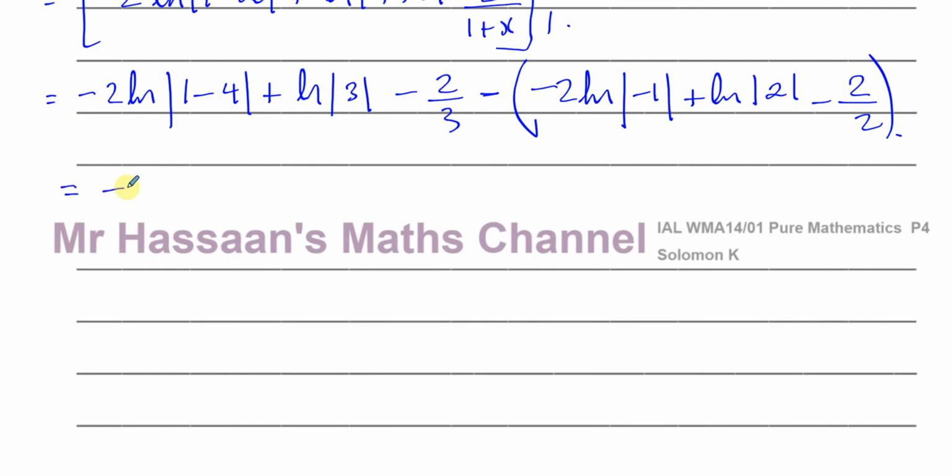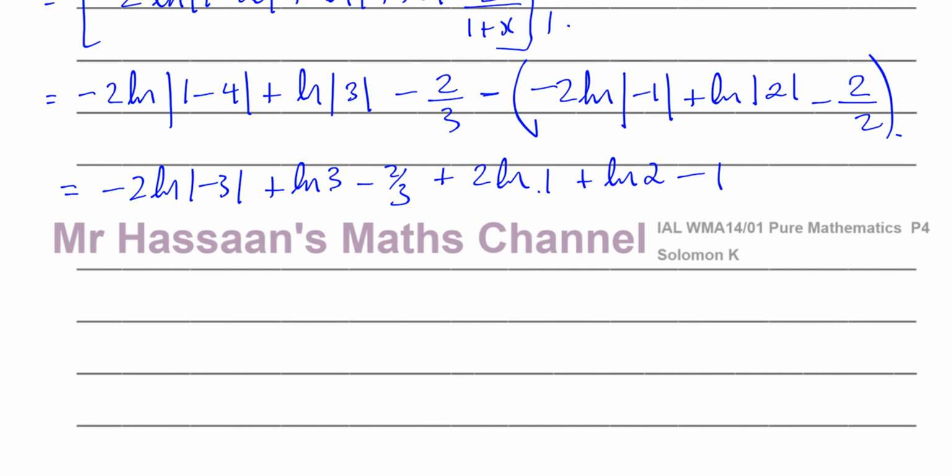Now this gives me minus 2 times the ln of the modulus of minus 3, plus, now this is positive, I don't have to write modulus anymore, ln of 3, minus 2/3. Then I've got minus and a minus, which is plus 2 times the ln of the modulus of minus 1. Sorry, let me start that again. You're going to have minus and minus is plus 2 ln of 1. The modulus of minus 1 is 1. And then you've got minus and a minus, which is minus ln 2. And the minus and another minus will give you plus 2 over 2, which is 1. So now we've got to simplify all of this.